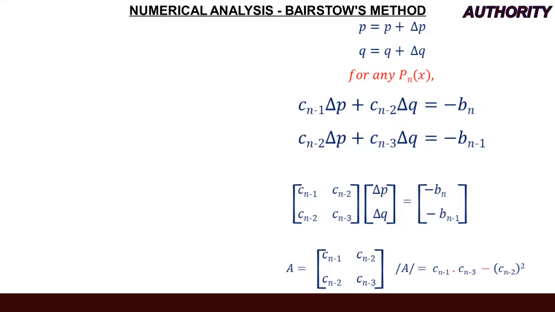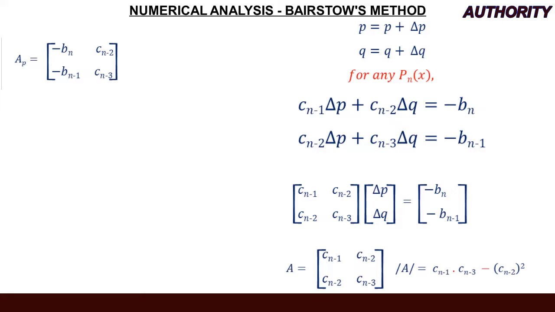Now let's form another matrix. Let's give it a name, matrix AP. In matrix AP, we are going to interchange the first column with our resultant. The resultant is minus Bn and minus Bn-1, and our first column is Cn-1 and Cn-2. So when we interchange it, we have minus Bn and minus Bn-1 as the first column. The second column remains unchanged, which is Cn-2 and Cn-3.